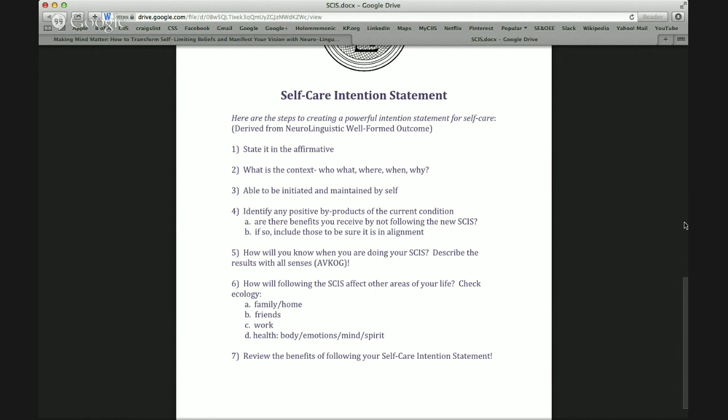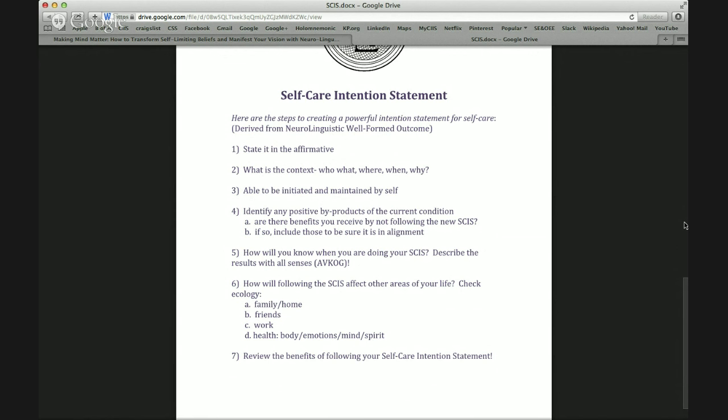So feel free to use those senses to tap into those deep structures within ourselves to inform and sort of ground these intentions. So 6 is about the ecology. How will following the SCIS affect other areas of your life? So checking ecology means A, family, home environment, B, friends, C, work, D, health, body, emotions, mind, spirit. So holistically, we're looking at the whole context.